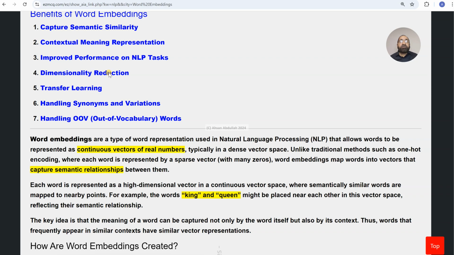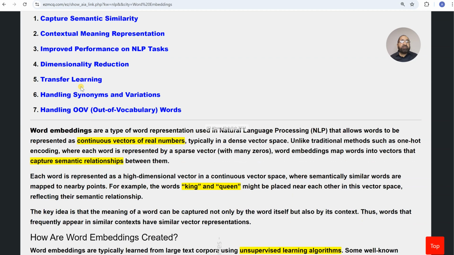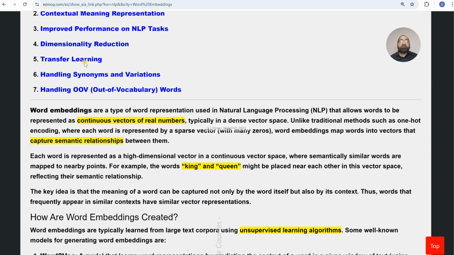Dimensionality reduction: with one hot encoding and, say, a 10,000 vocabulary size, we end up with a tremendously large one-dimensional vector of size 10,000 for each word. That is a tremendous wastage of space, because all are zeros except one. With word embedding, that is reduced tremendously. Transfer learning means that whatever has been developed for one domain can be applied to another domain, though it may require certain customization.